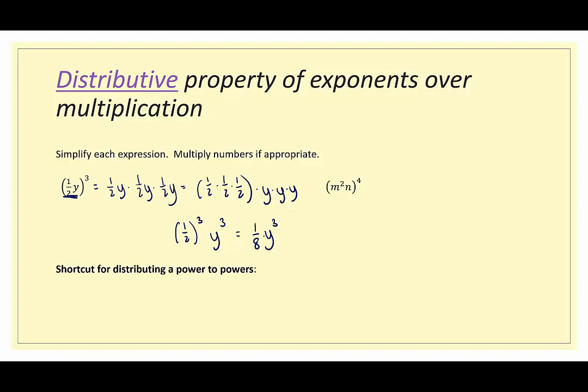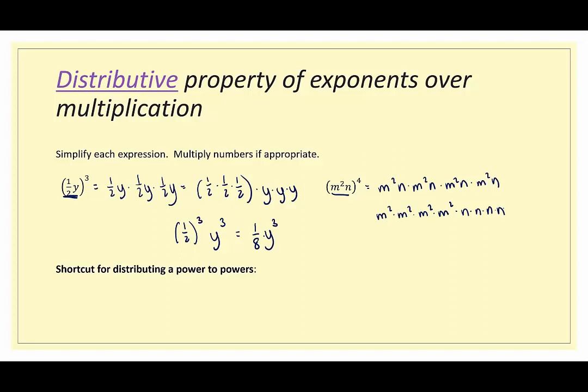In the second example of our distributive property of exponents over multiplication, this time the base, the thing inside parentheses, is m squared n, and we want 4 of these. So m squared n once, times m squared n twice, times m squared n 3 times, times m squared n 4 times. And again, we'll use that associative property to lump together all the m's. So we have 1, 2, 3, and 4. 1, 2, 3, and 4.